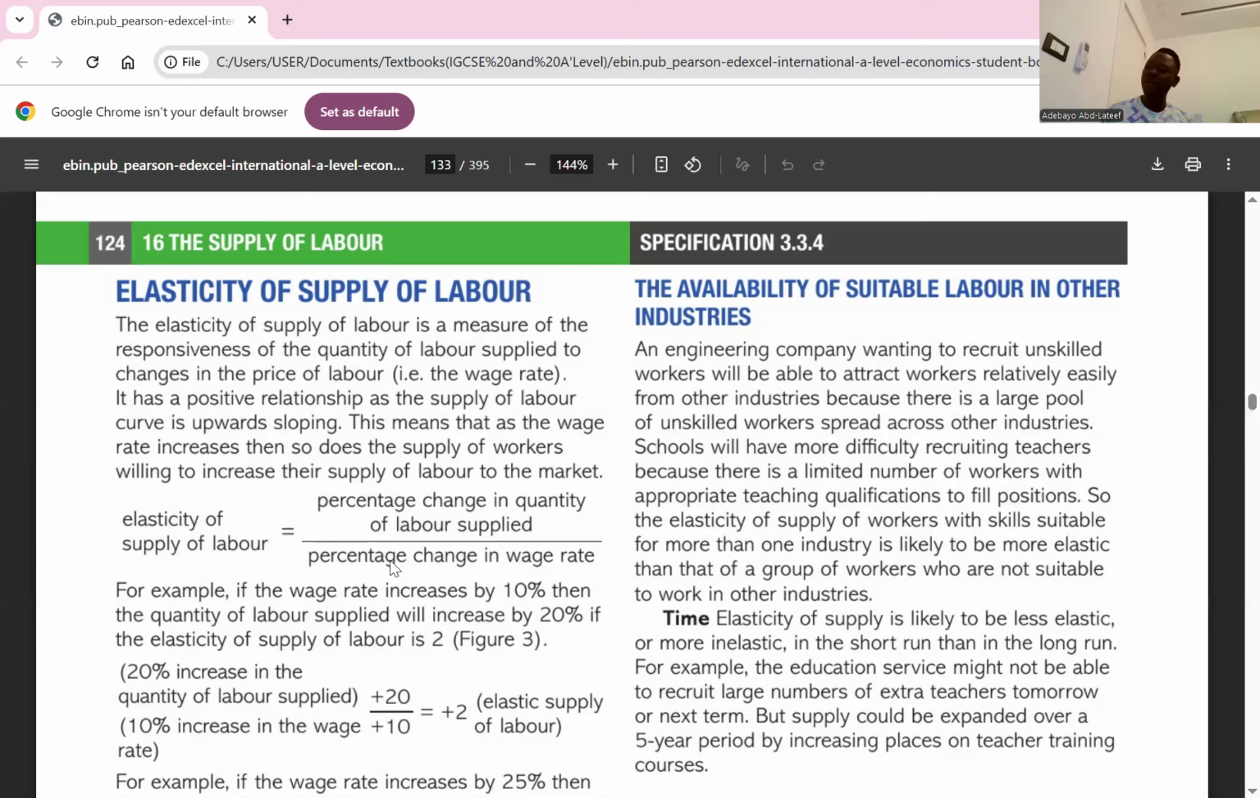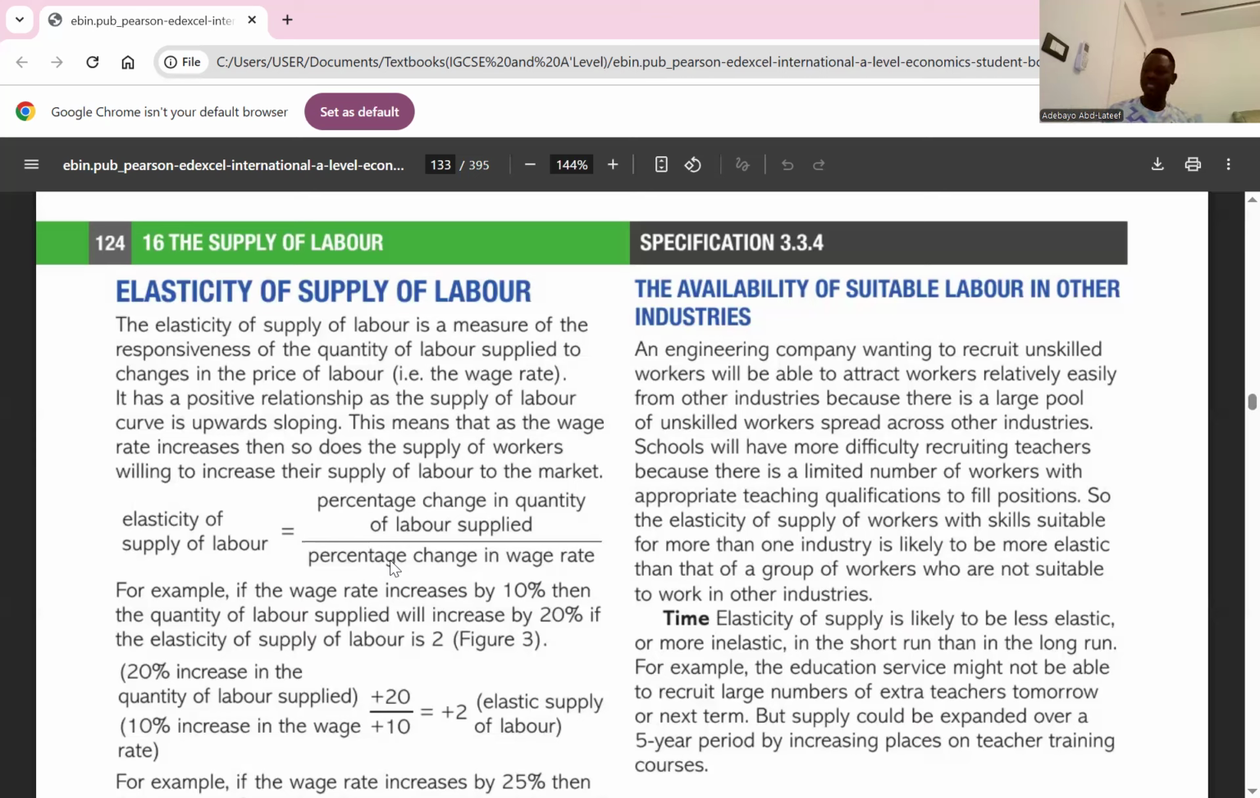So that takes us to the factors that influence the elasticity of supply of labor. But before we go into that, let's talk about elastic supply of labor and inelastic supply of labor. It is elastic supply of labor if a change in the wage leads to a significantly larger change in the number of workers that are willing to work. That is elastic, and it is greater than 1.